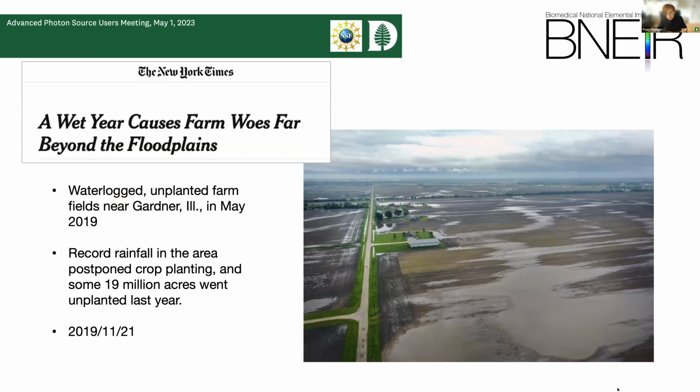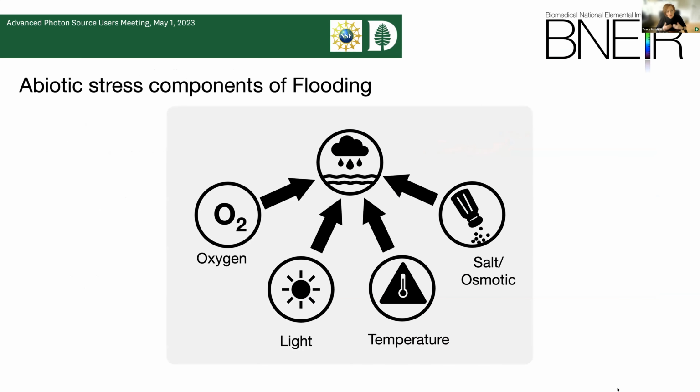The one that we are going to focus on today is flooding. So this is a picture from the New York Times. This was taken in 2018, I think, 2019, just showing you the scale of the devastation when you get these periodic prolonged rain events. So this article was talking about how 19 million acres of cropland went unplanted in 2018. So what we're most interested in is flooding as an abiotic stress and calcium's role in that. But when we look at flooding as a stress, it's actually a combination of multiple other abiotic stresses.